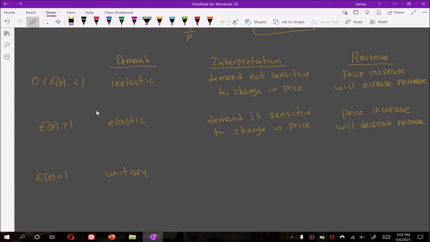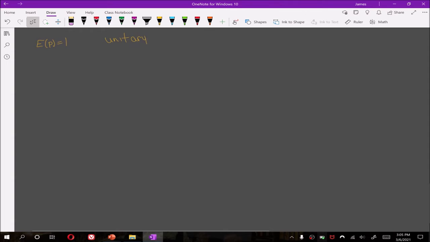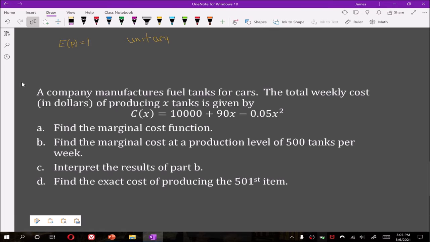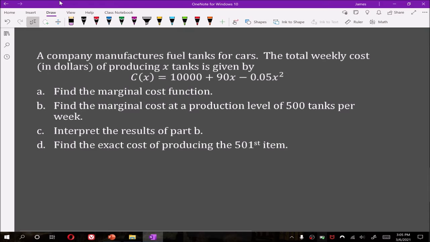We will now look at several examples. Let's start here. So we're told that a company manufactures fuel tanks for cars. Total weekly cost given in dollars of producing X tanks is given by that cost function.